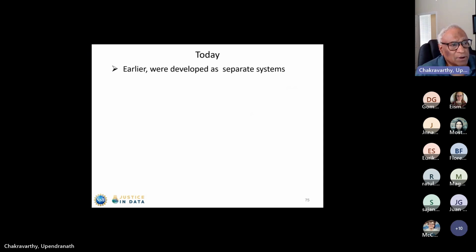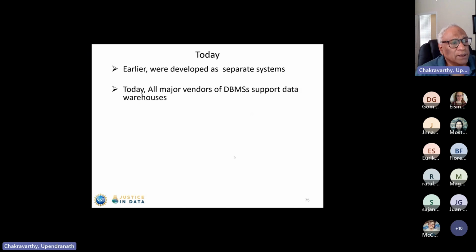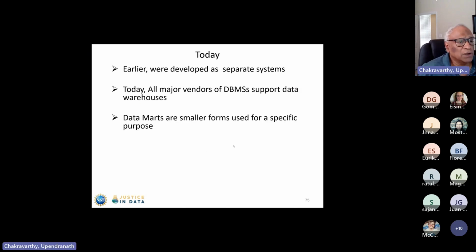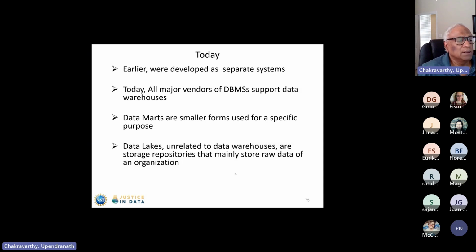Today, even though it was developed as a separate system, all major vendors of DBMS support data warehouses. Data marts are smaller forms used for a specific purpose. Today, the terminology data lakes is popular, unrelated to data warehouses, or storage repositories that mainly store raw data of an organization. We will come a little more to this, on cloud data warehousing, later in this workshop.